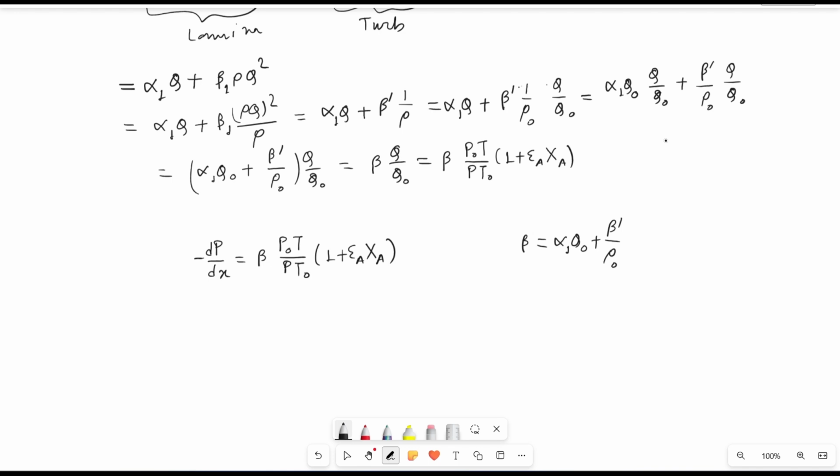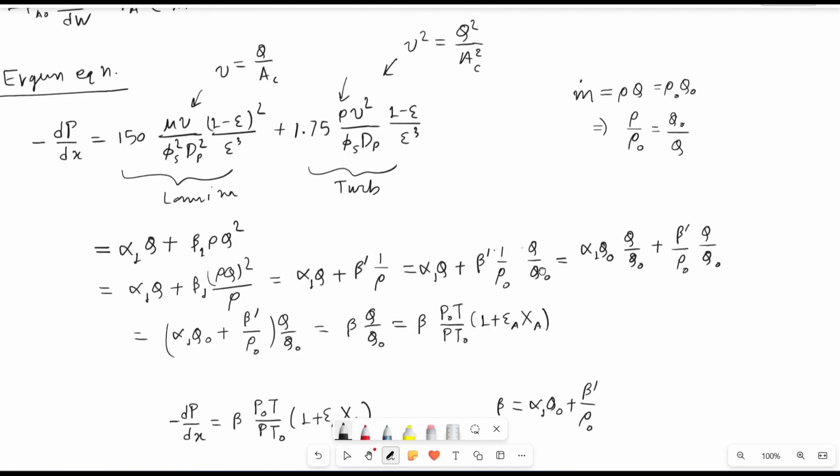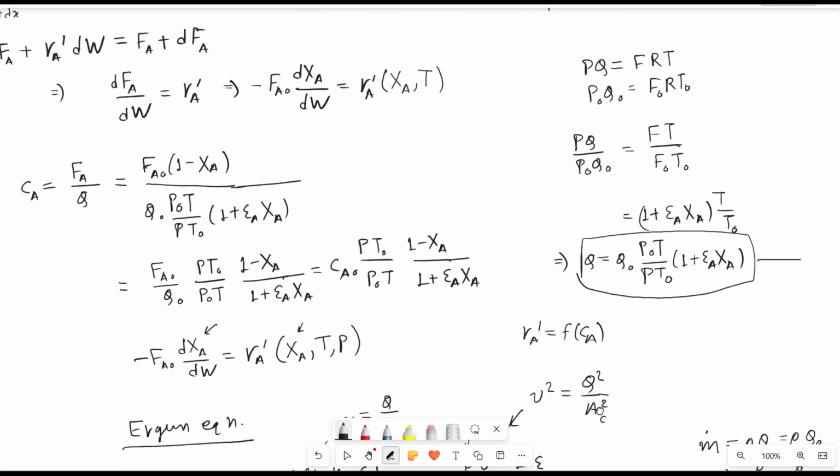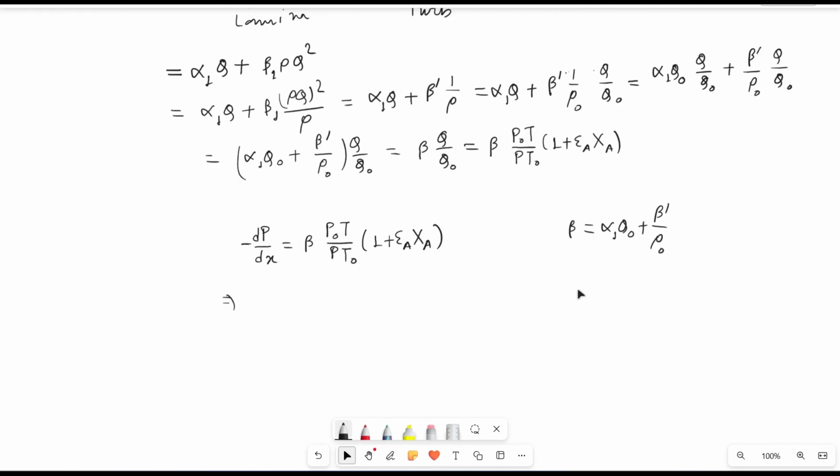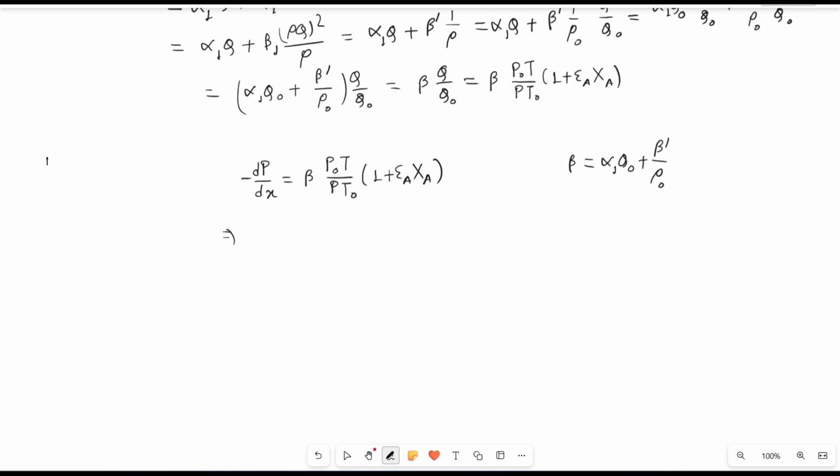Now I want to replace this dx with the differential of weight. If you replace the dx with differential of weight, dW is 1 minus epsilon rho c into dV. Now dW is 1 minus epsilon rho c into area cross section dx, since dV is area cross section dx. So I can easily write minus dP by dW is equal to dx.